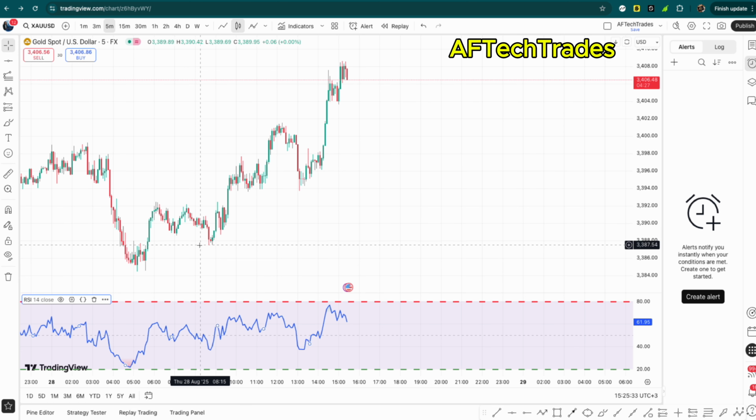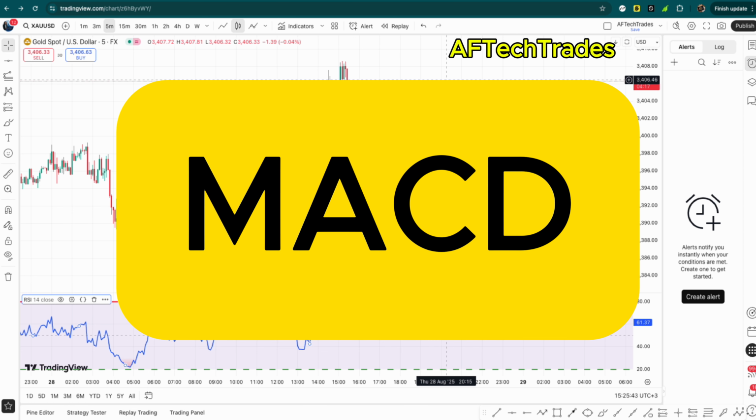So now let's move on to the next indicator on our list. The next indicator on our list is none other than our precious MACD indicator.